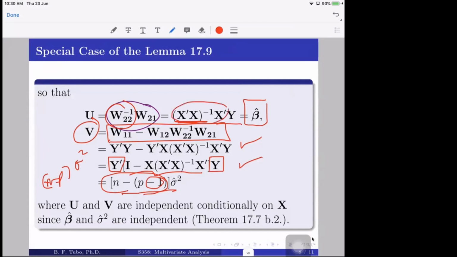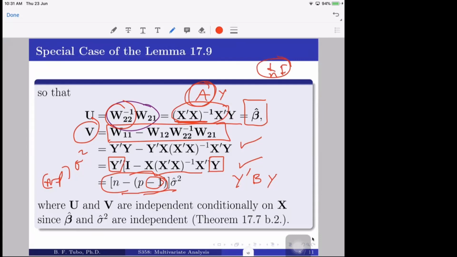And this is now your AY. Are you still with me? And this is the form of ABY. So your A here in terms of x's will be x prime x inverse x prime, and your B here is I minus x, x prime x inverse x prime. What we discussed earlier, the 1 over n, is just for the univariate case, no?